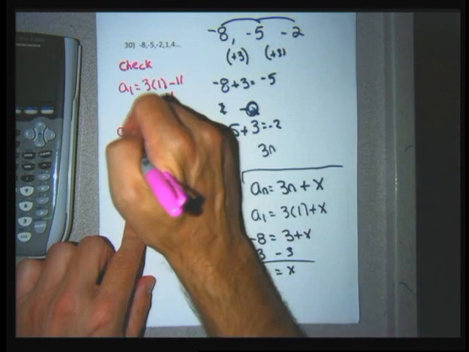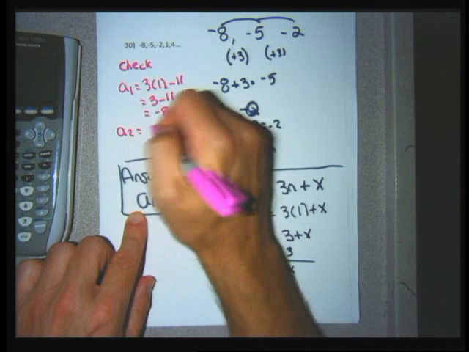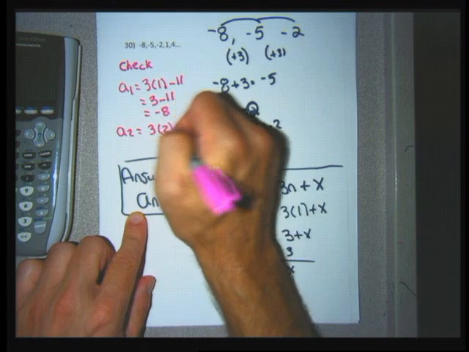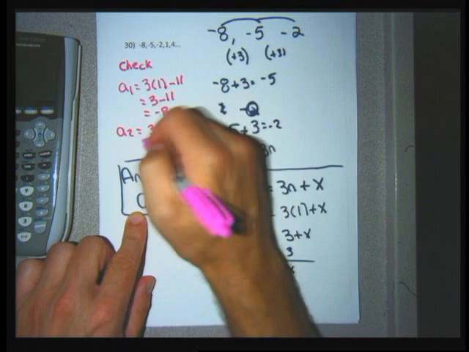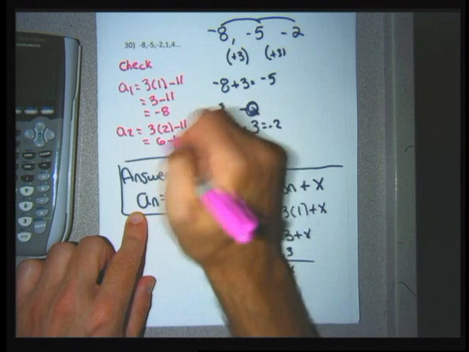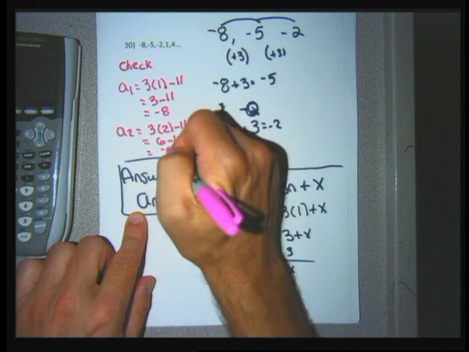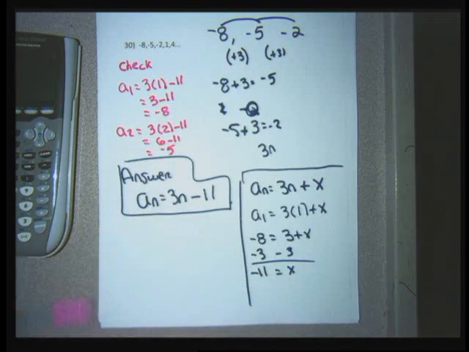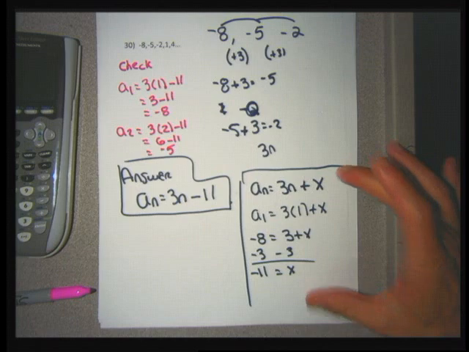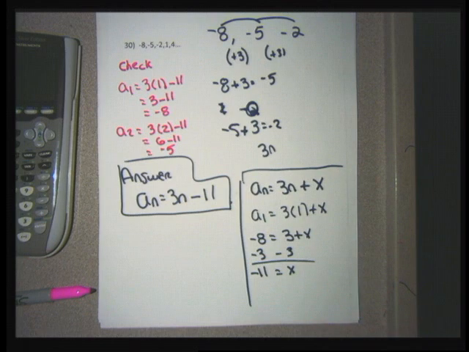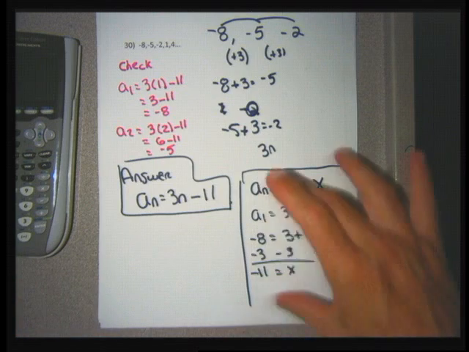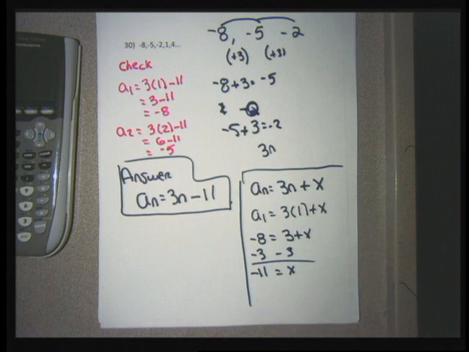Let me see if it generates the second. A sub 2 is going to be 3 times 2 minus 11. That's going to be 6 minus 11. And I don't need my calculator to know that 6 minus 11 is negative 5. So it also generates the second number in the list. It'll generate the entire list. So this little strategy, if you know that each number in a sequence is a certain number apart, and the numbers are added apart, this is a strategy to get the formula.